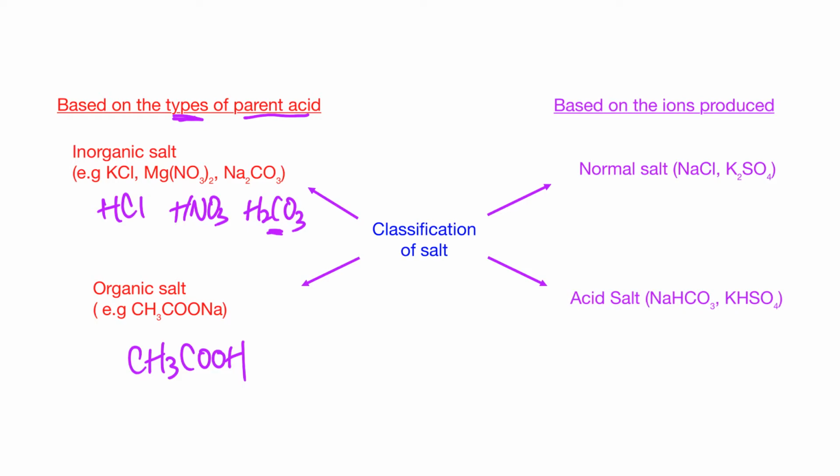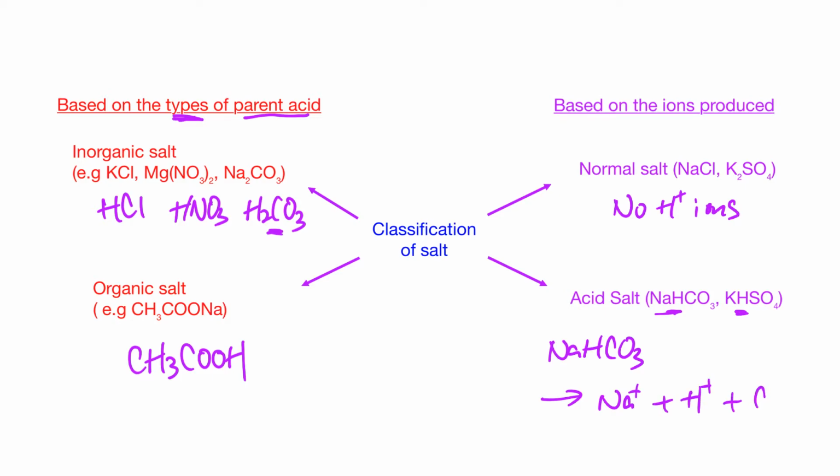Another way to classify is based on the ions produced. For this one, you find that no hydrogen ion is given out. But for these, you find that they will give out hydrogen ion in the process. You have Na+, H+, and CO3 2-. So you find that hydrogen ion is contained in the salt. Then we call those kind of salt acid salt.